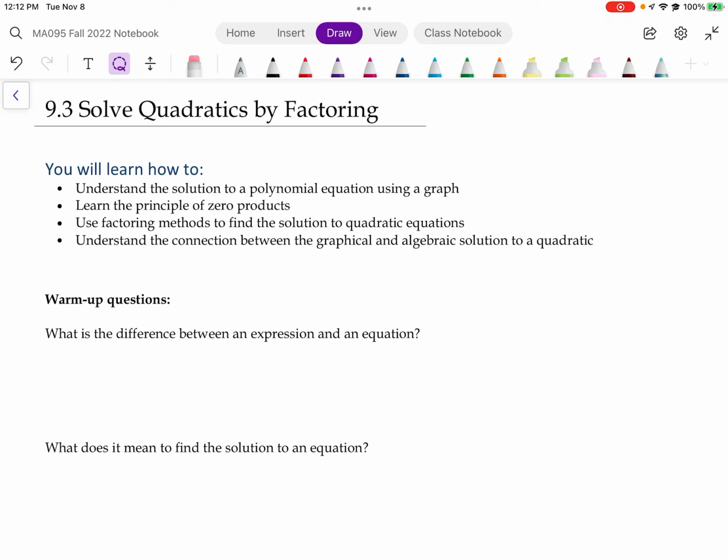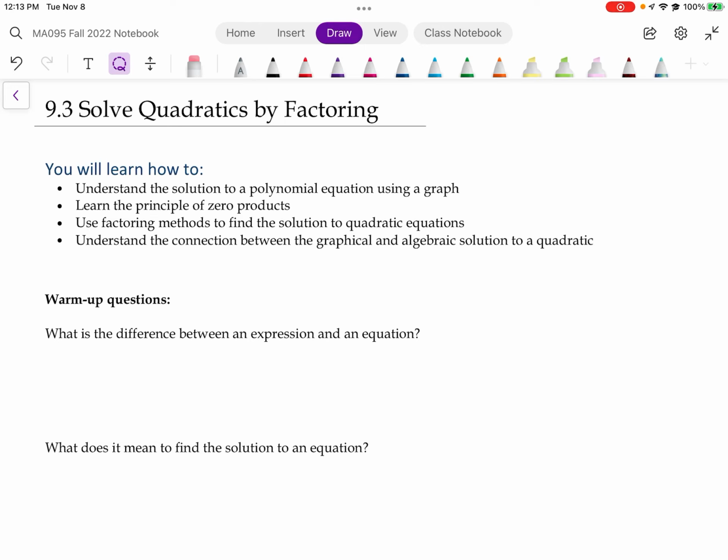First, we're going to look at how to solve any polynomial, including a quadratic, by just using a graph, and then we're going to look at it through factoring methods. So first, try to answer these two questions. Okay, so hopefully you had a chance to think about those questions.